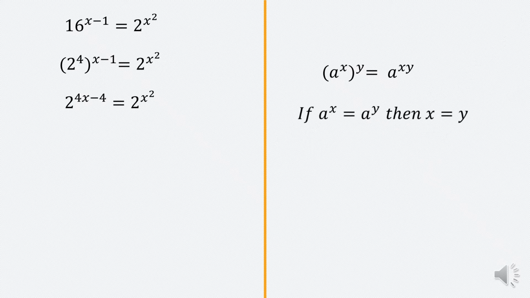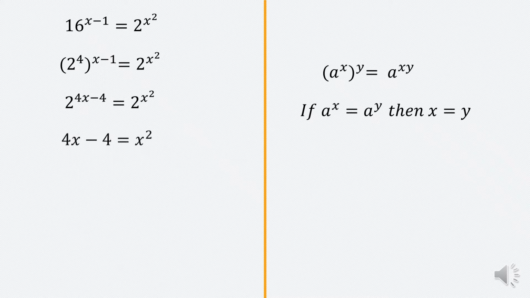Now the next thing is, if the bases are the same, we can equate the exponents. If a to the power x equals a to the power y, then x equals y. So we can equate the exponents here, and now 4x minus 4 equals x squared.